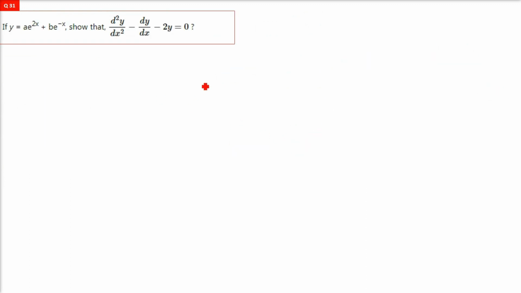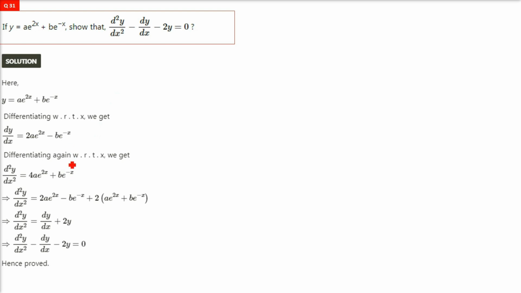the answer. y is equal to a e raised 2x, and then we have plus b e raised minus x. So this kind of question we have already done, but there is a slight tip here from my side. So I'll do it. y equals a e 2x plus b e minus x.